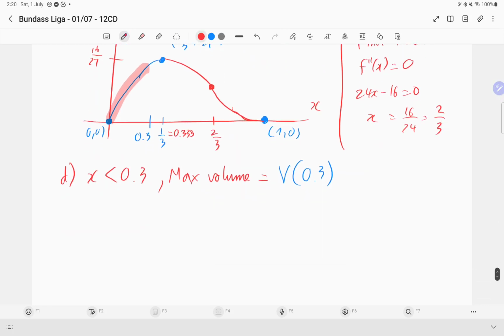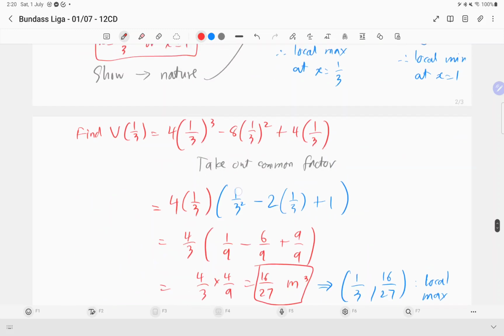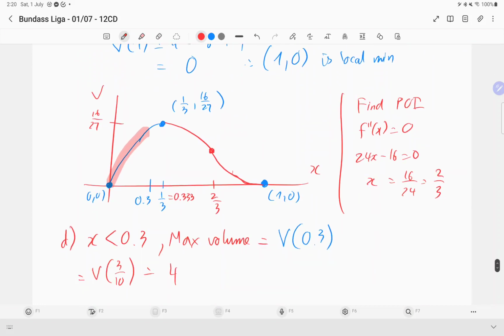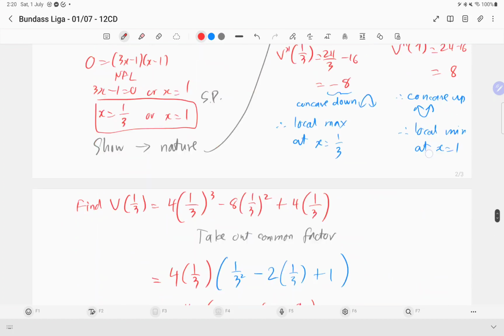So yeah, now we need to calculate V of 0.3. Same thing, gotta substitute 0.3. So instead of using that, I will write V of 3 over 10. Okay, and I think that would be 4 times 3 over 10 minus 8 times 3 over 10 squared plus 4 times 3 over 10. Oh, this is cubed. Right?